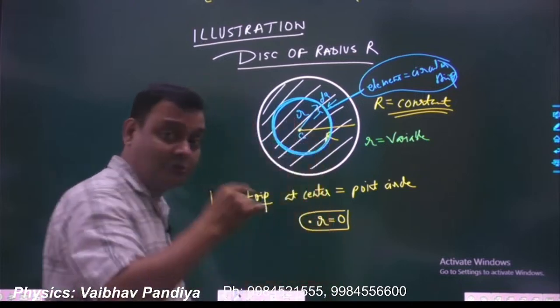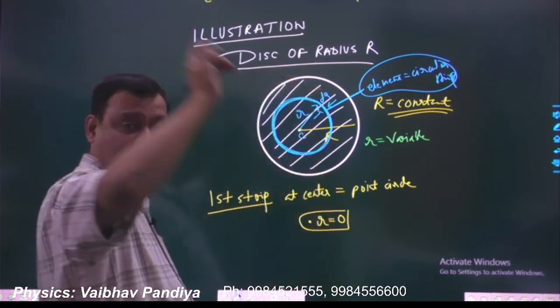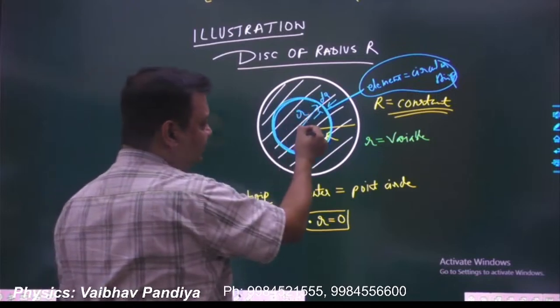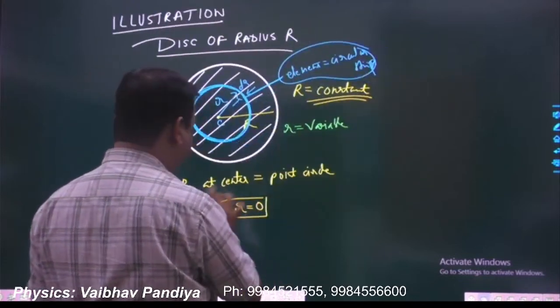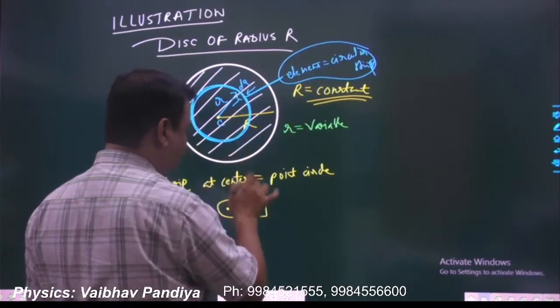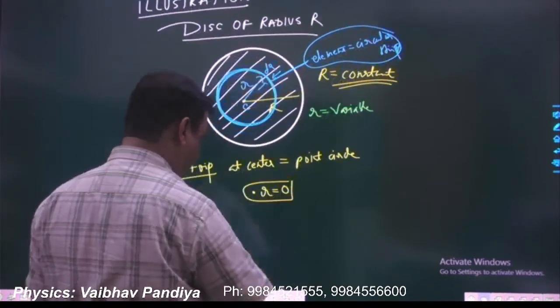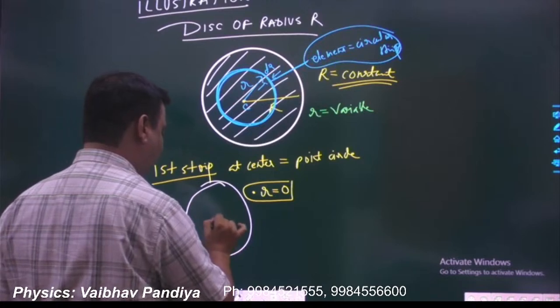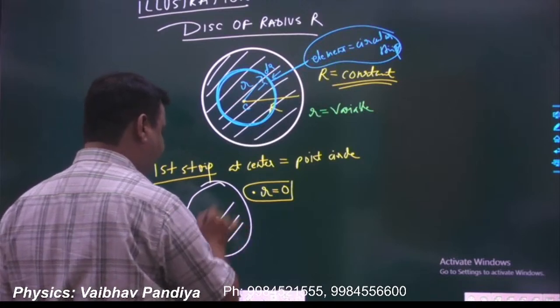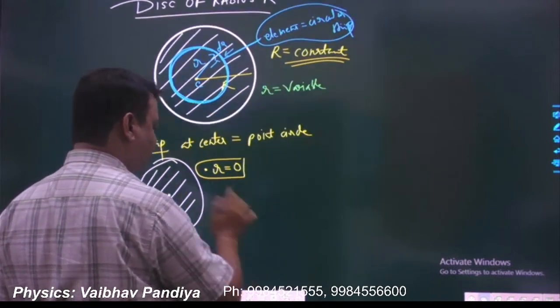You have seen how to run the linear variable in lecture 1, how we run the linear variable. So you're running r from C. So C is the origin of r. So for the first strip, which is at the center of the disk, small r will have a value of 0.